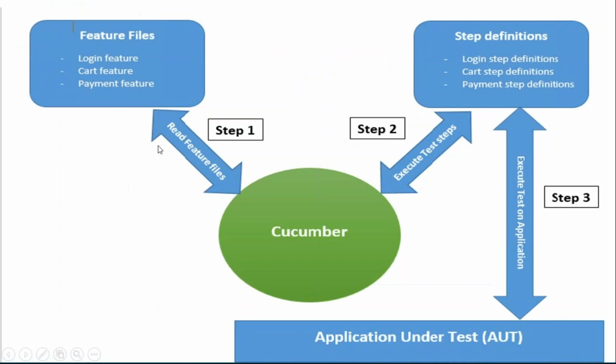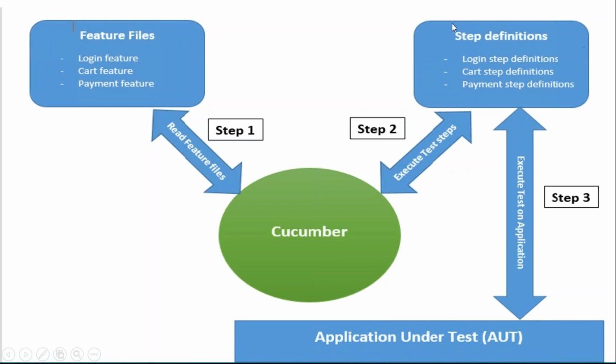So that is the first step that it takes. It reads your feature files and identifies the number of tests, number of functionalities, number of features that you have. Once it is able to make the list of features and the steps that it needs to execute, it goes back to your test code.